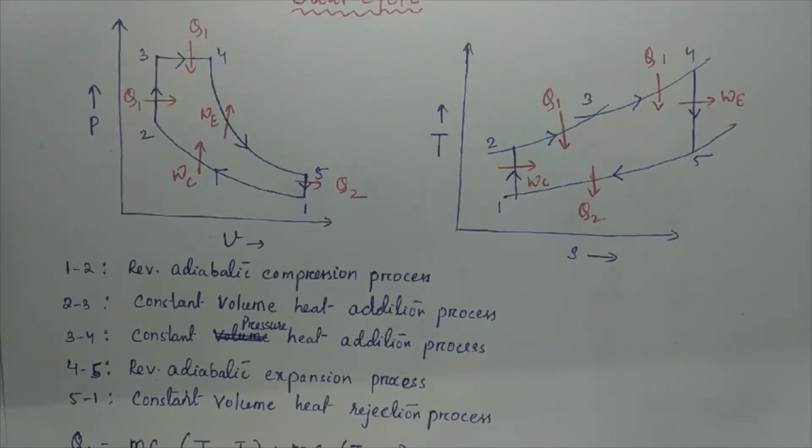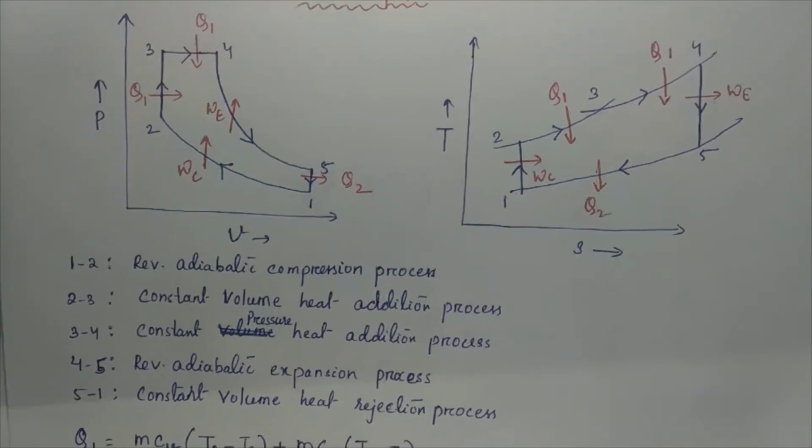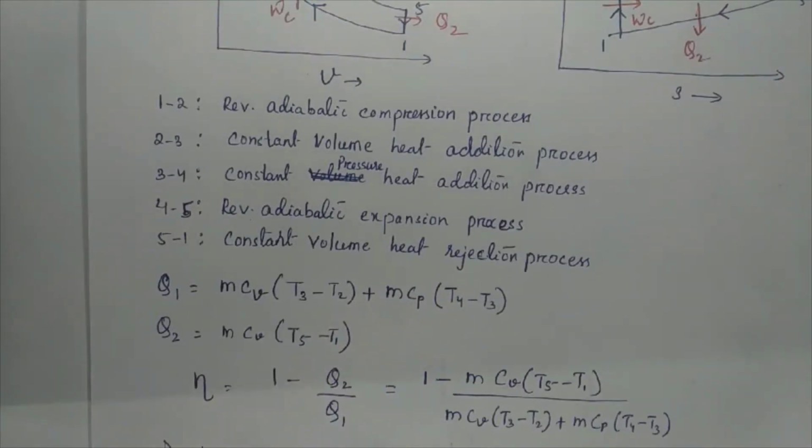For this dual cycle, we are going to measure the performance of the cycle. How do you measure the performance? It is measured by means of efficiency. To calculate the efficiency, we consider the expression 1 minus Q2 by Q1. What is this Q2? Q2 is the heat rejection at constant volume, and Q1 is the heat added at constant volume and at constant pressure.